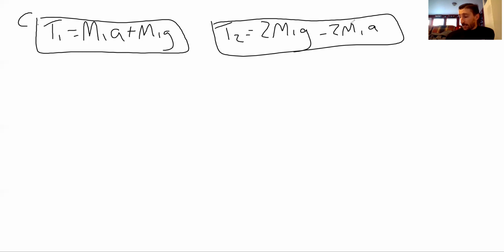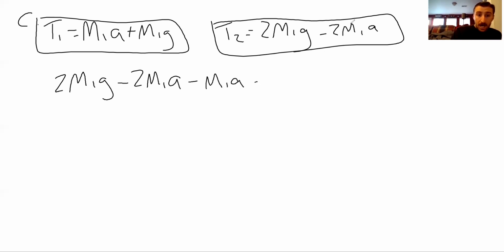Well, I had that rotational torque equation. I'm going to plug those in. So I get T2, which is 2M1G minus 2M1A, subtract T1 from that equation. So I get minus M1A minus M1G, because you distribute the negative in, equals the right side of that equation, which was 1/2 mass of the pulley times A.